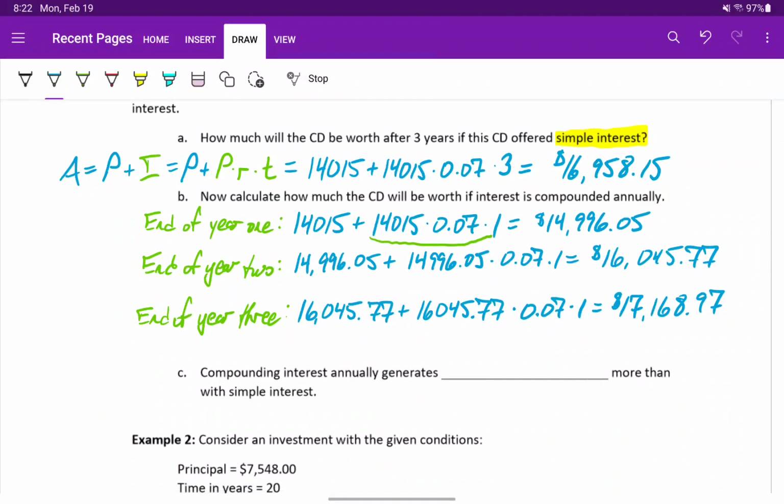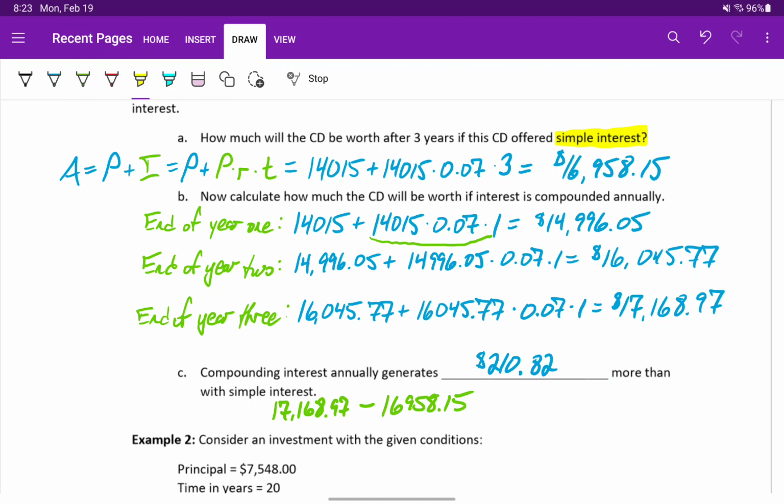So we can compare these two values. In the first case, using simple interest over 3 years. In the second case, compounding annually, meaning we calculate interest earned each year and add that to the principal. Doing that 3 times, we see that in the first case, the total value of that investment was $16,958.15. If we subtract that from the balance from compounding annually, that's $17,168.97. We can see that compounding interest annually generated $210.82 more than calculating interest with just simple interest.